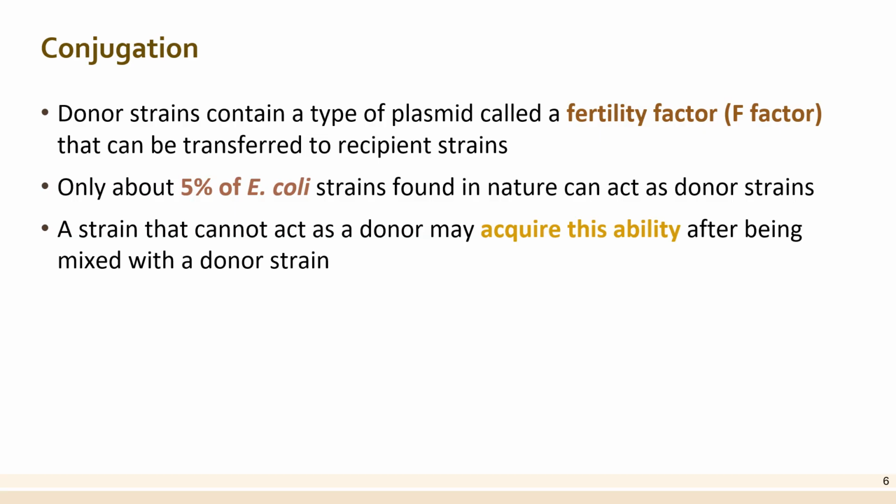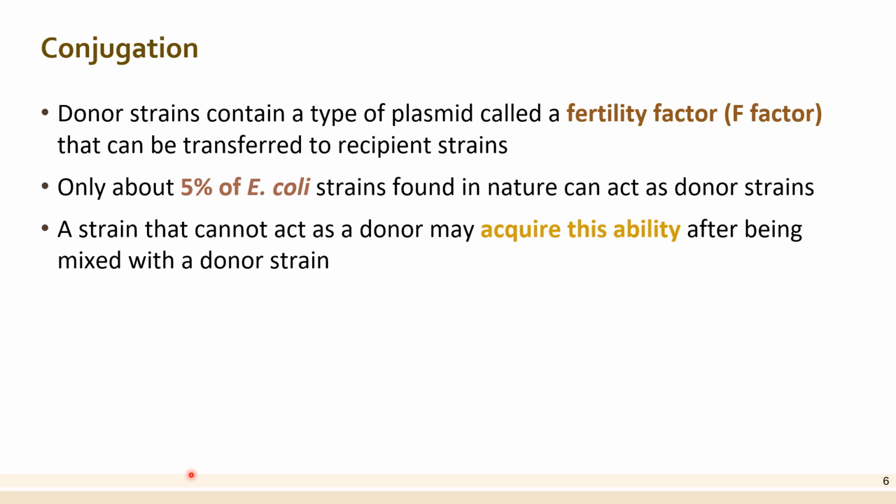Conjugation ability is relatively rare in a bacterial community. Only about 5% of E. coli strains in nature can act as donors. So a donor strain is the strain of bacteria that has this fertility factor plasmid. If they don't have that, then it is not a donor strain. It cannot donate DNA to the next cell over.